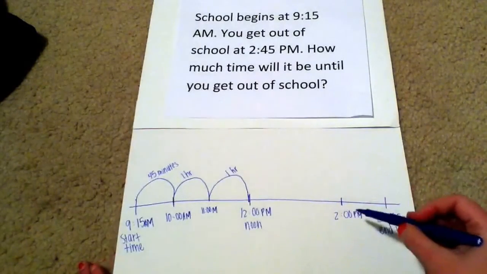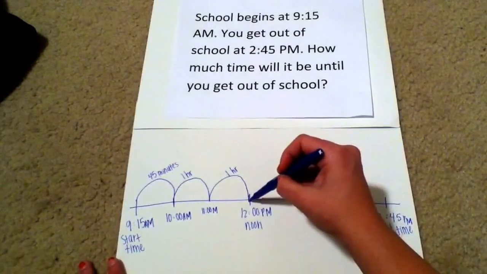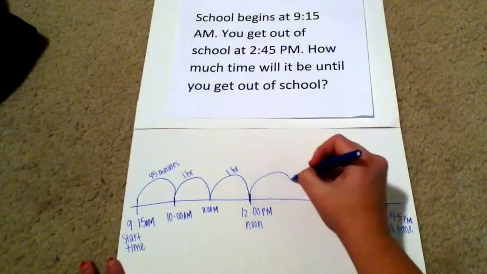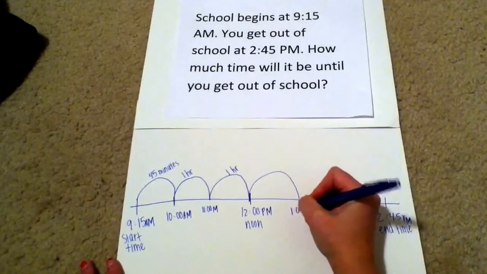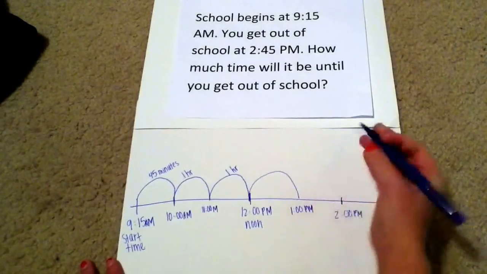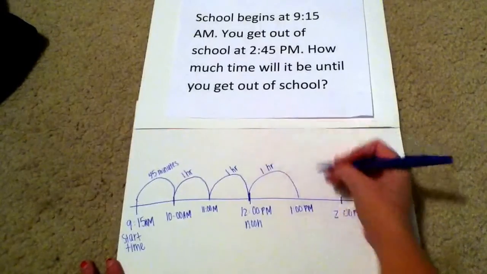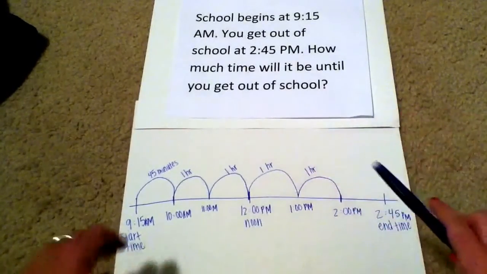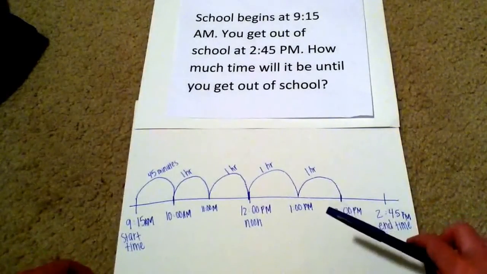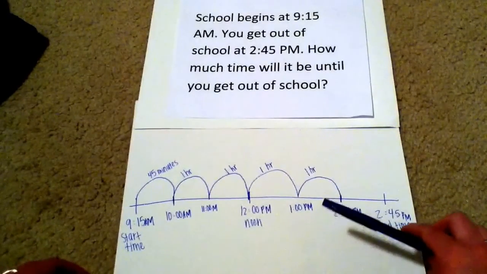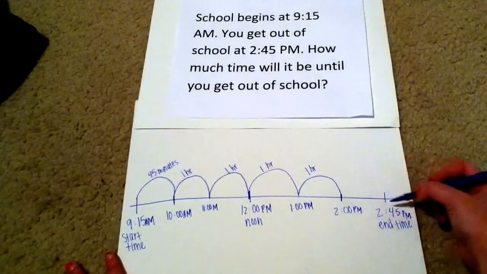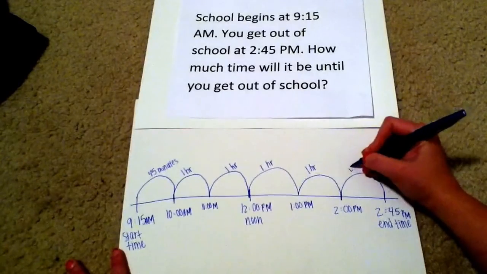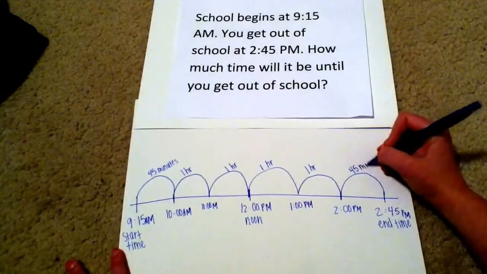So now that we have that, we can skip count this by hours again. So we're at noon right now. So 12 p.m. we skip count 1 hour, and that's 1 o'clock p.m. We'll skip count another hour to 2 o'clock p.m. So now we find the size of the jump that will get us to the end time. So if we jump from 2 o'clock to 2:45 p.m., we jumped 45 minutes.